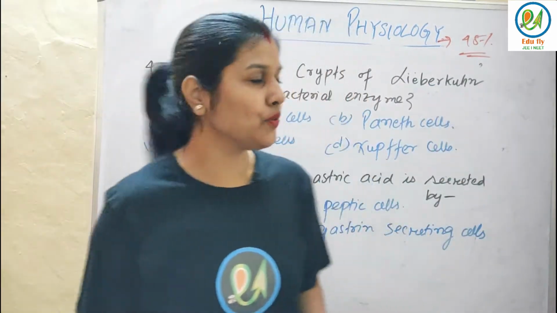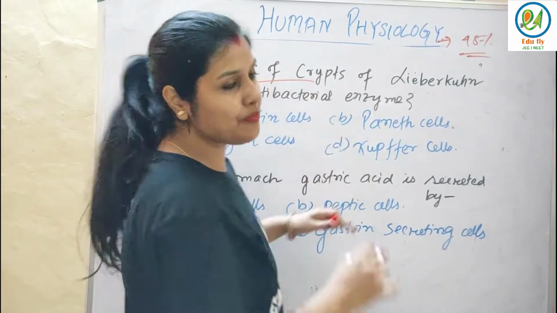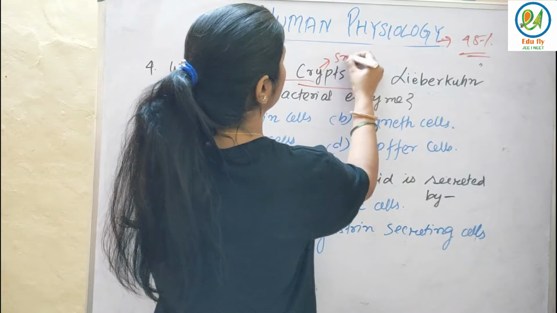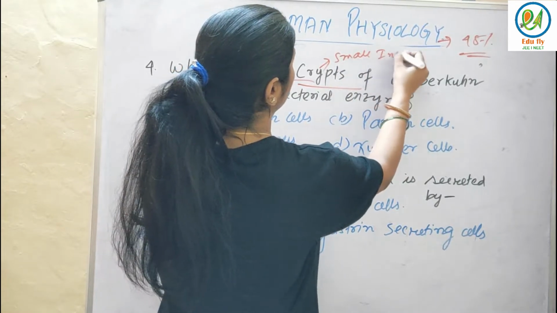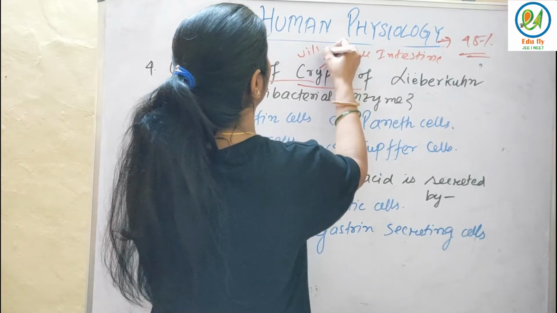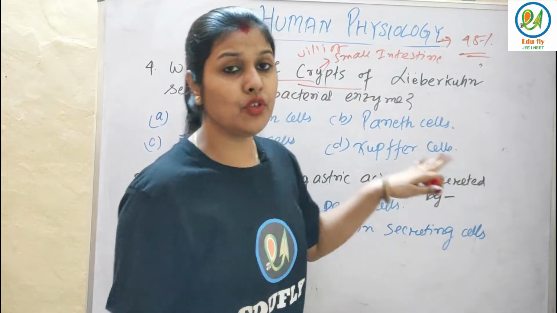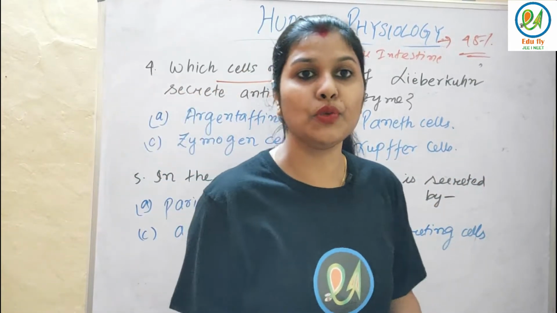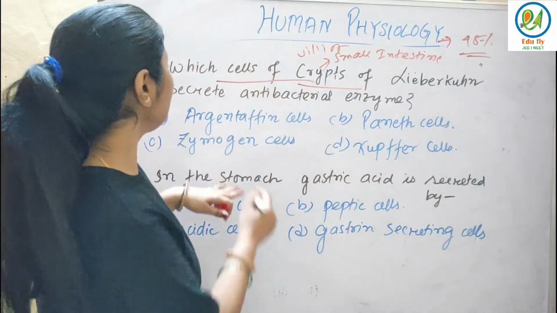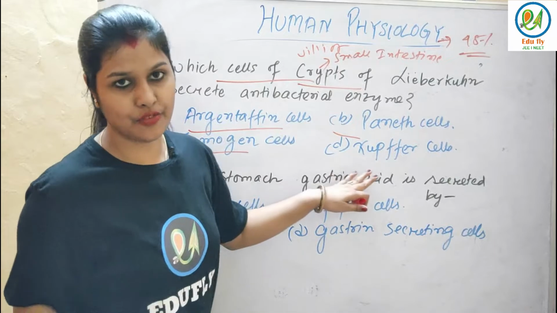So now let's see the next question. Next question is very interesting. Which cells of Crypts of Lieberkühn, these cells present in the villi of small intestine, secrete antibacterial enzyme? You have to see which cells produce the antibacterial enzyme. Options are argentaffin cells, Paneth cells, zymogen cells and Kupffer cells.